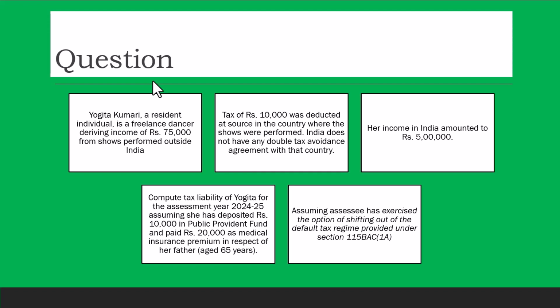We have to compute the tax liability of Yogita for the assessment year 2023-24, assuming that she has deposited some money in PPF, and she has also deposited 20,000 as medical insurance premium for her father, who is 65 years old. Assume the assessee has exercised the option of shifting out of the default tax regime. So she's going to pay tax under the normal regime. This is what we have to do.